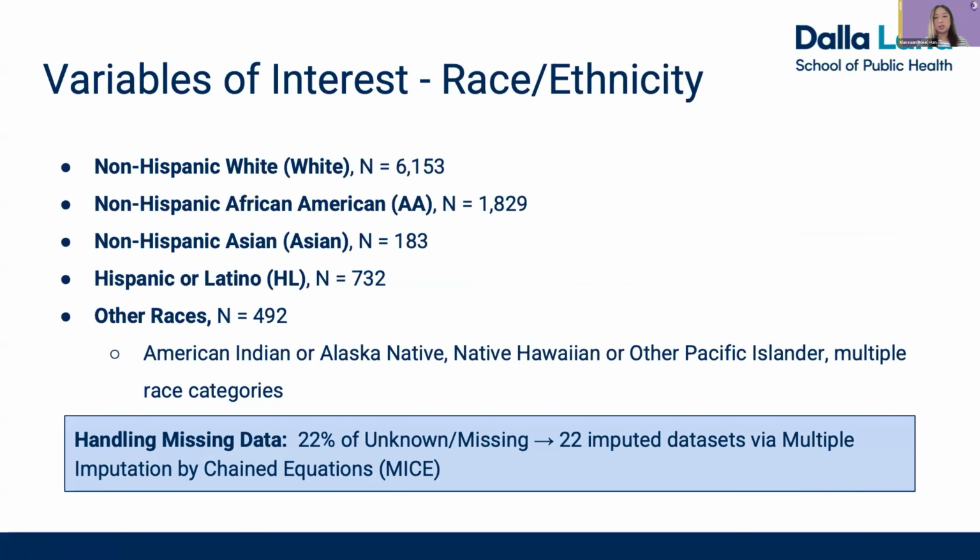And as for the covariates, as for the variables of interest, the main exposure in the study was race ethnicity. So according to how Flatiron categorized it, there were 5 categories. And as you can see here, white patients were the majority, accounting for about 6,000 patients. And of course, this is real world data, so missingness occur in this variable. So to handle this 22% of unknown or missing data, I imputed the data sets using multiple imputation by chained equations, where 22 imputed data sets were generated.